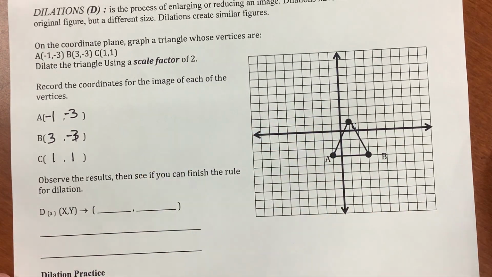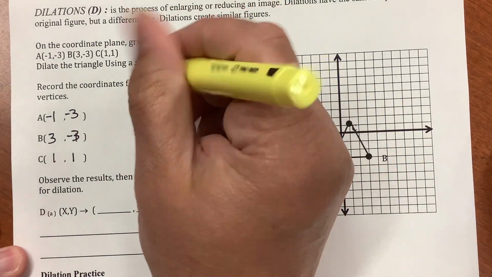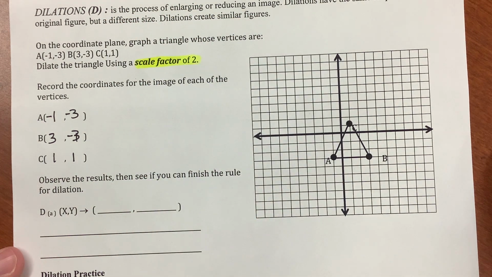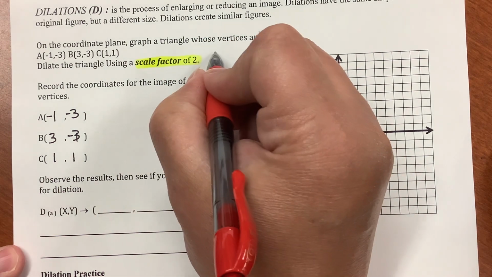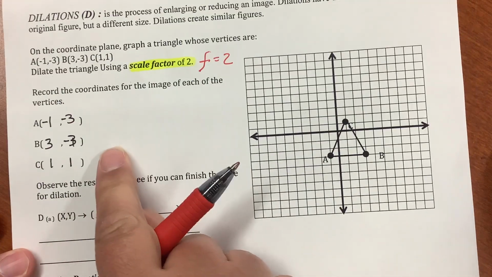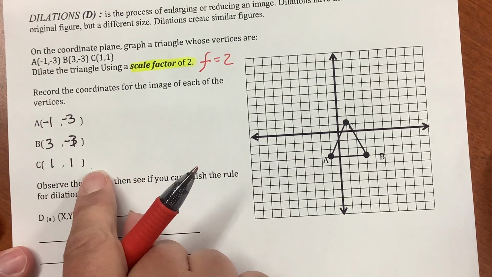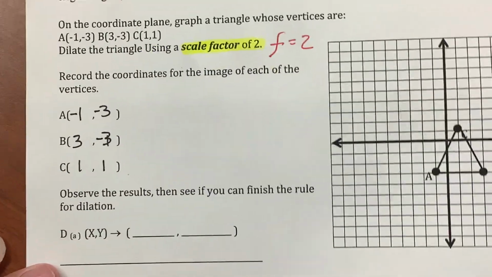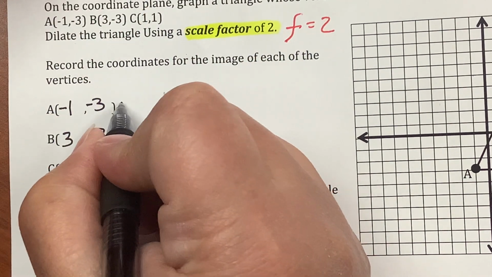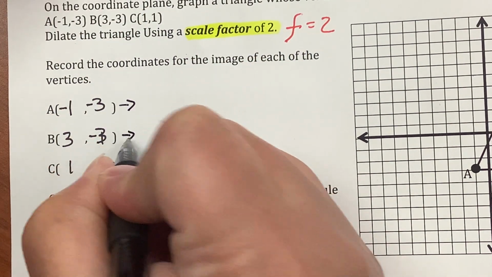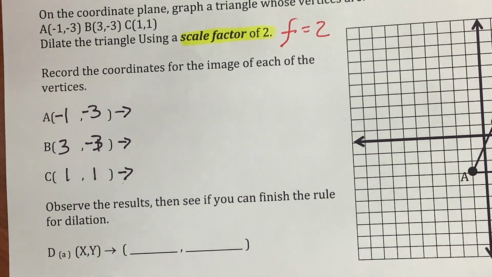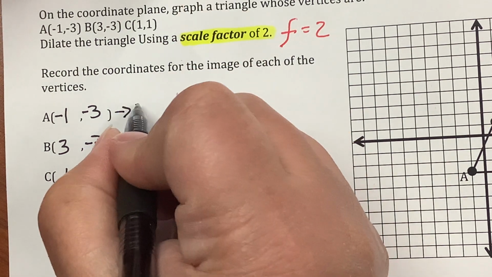Now we're doing a dilation with a scale factor of 2. And scale factor, remember we were using script F equals 2. So we're going to multiply 2 times every one of these numbers to get the new triangle. The thing about dilations is in order to keep it the same shape, you have to multiply every number times the same scale factor.